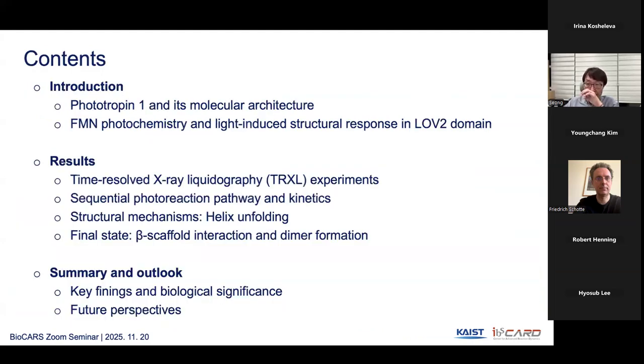So in this study, we use time-resolved X-ray liquidography, which is also called time-resolved X-ray solution scattering, and molecular dynamics to see how a local photochemical event leads to global protein association. Over the next 20 minutes, I will first give you a brief background on the LOV2 domain and then show the TRXL features and kinetic model and explain the structure of each intermediate. And finally discuss the dimeric interface and the overall photocycle.